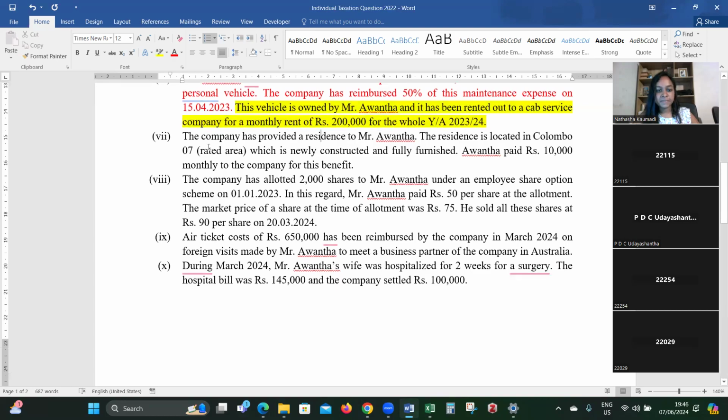And the next point, point 7, the company has provided a residence to Mr. Avantha. The residence is located in Colombo 7. That is a rated area. You need to know whether it is in rated or unrated area, which is newly constructed and fully furnished. And Avantha paid 10,000 rupees monthly to the company for this benefit. Company has given a residence in a rated area. That is an employment benefit, a non-cash benefit. But monthly, Mr. Avantha is paying 10,000 rupees to the company for that benefit.